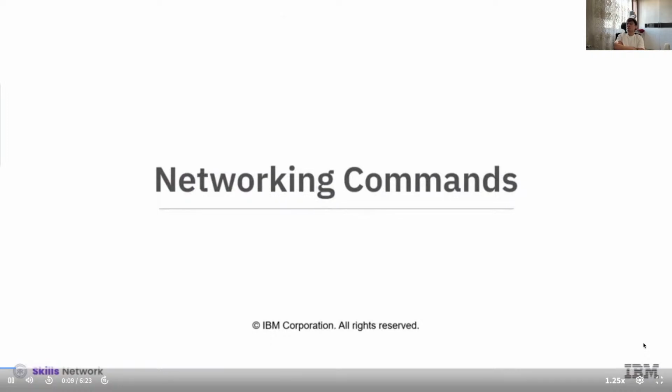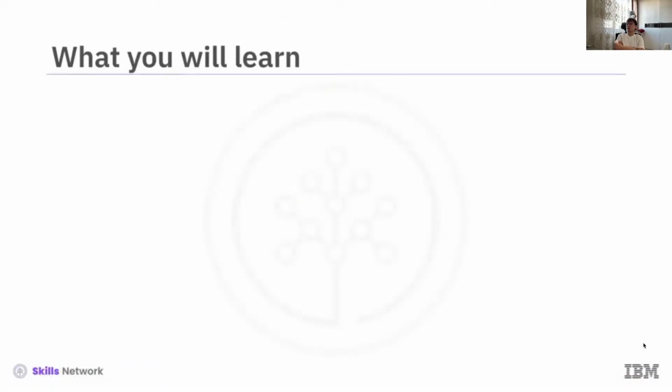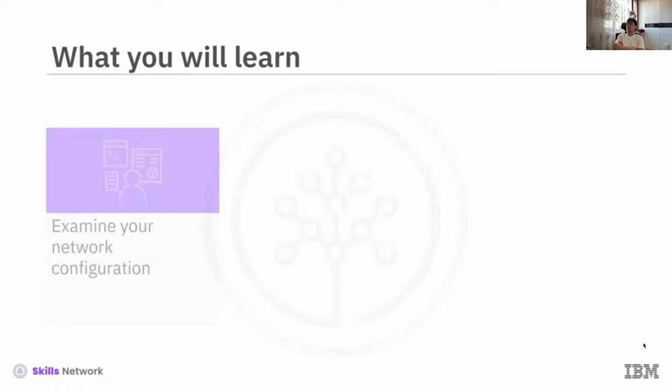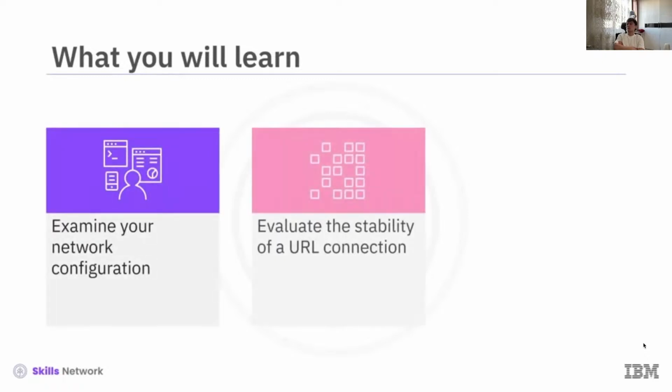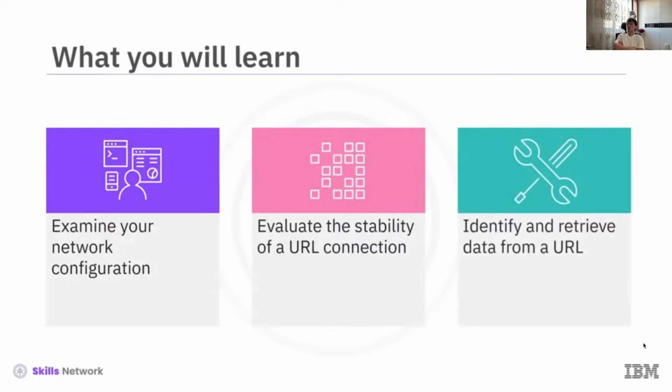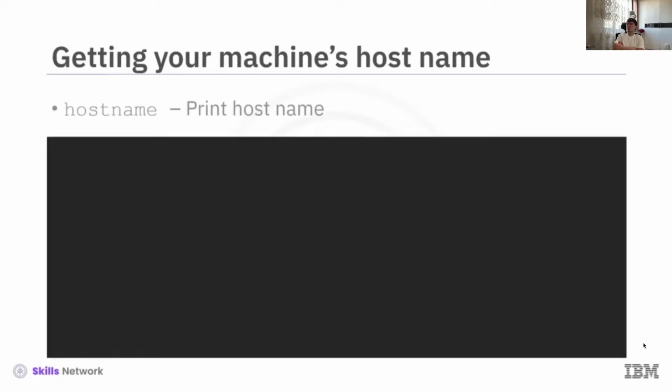Welcome to Networking Commands. After watching this video, you'll be able to examine your network configuration, evaluate the stability of a URL connection, and identify and retrieve data from a URL. The hostname command is used to get or set the hostname and other information which uniquely identifies your computer. Entering the hostname command without any options returns the hostname of your machine, which in this example is mylinuxmachine.local.